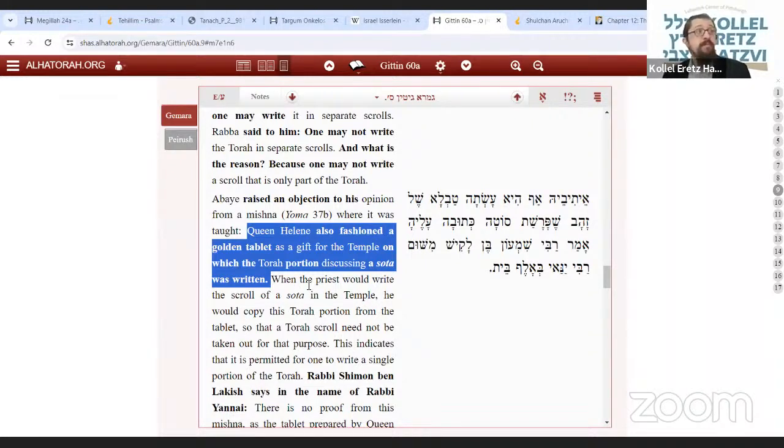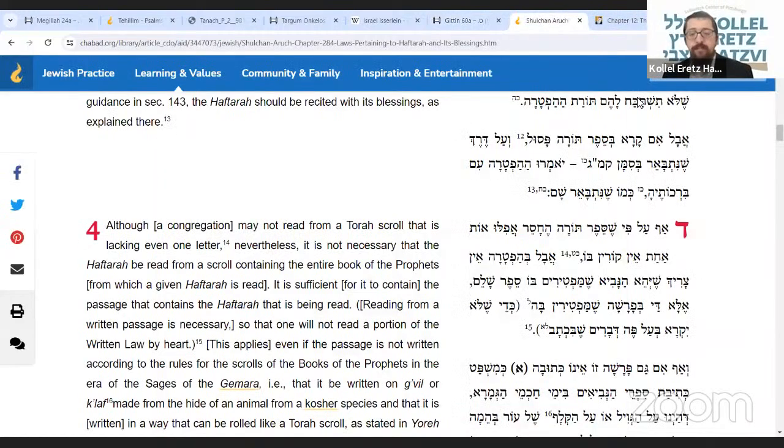But if, for example, you're in a shul and there's a Sefer Torah there, but there's no Sefer of haftorahs, you cannot do the haftorah from memory. What must be done is that 10 people from the shul leave and go to another shul and read the haftorah over there. But it cannot be said from memory.